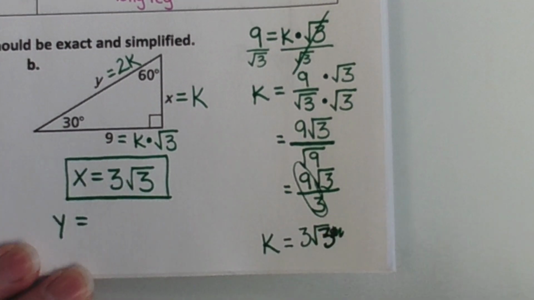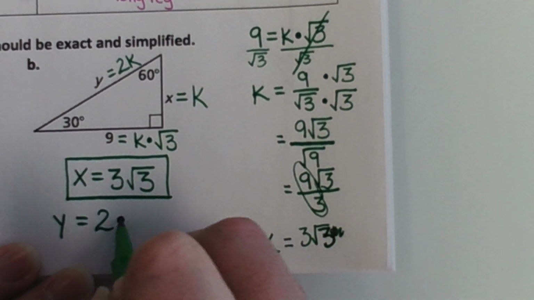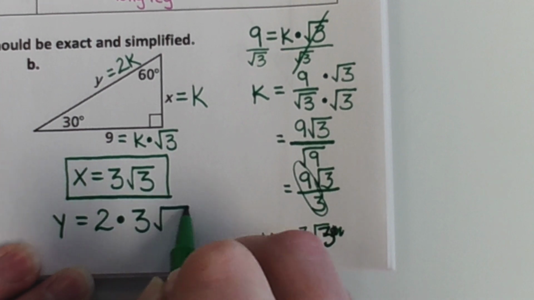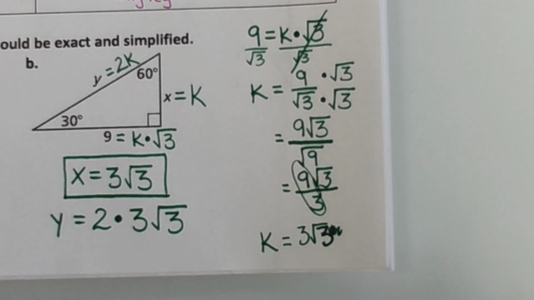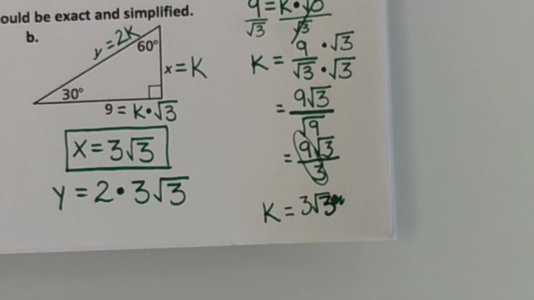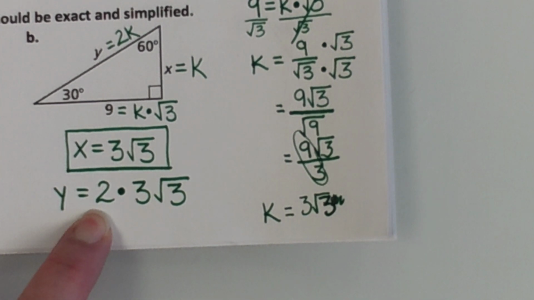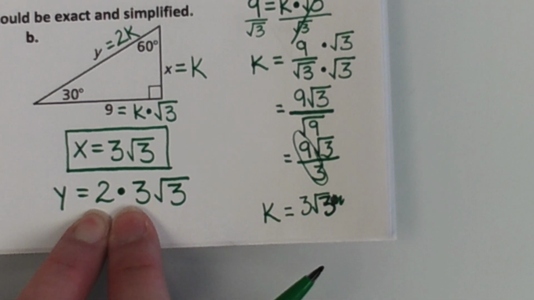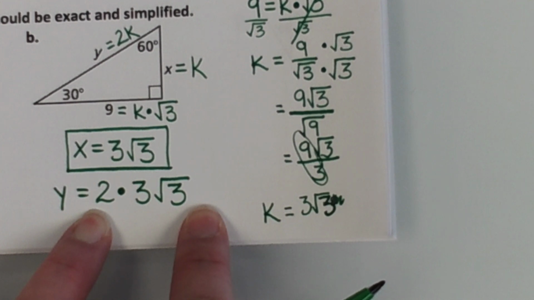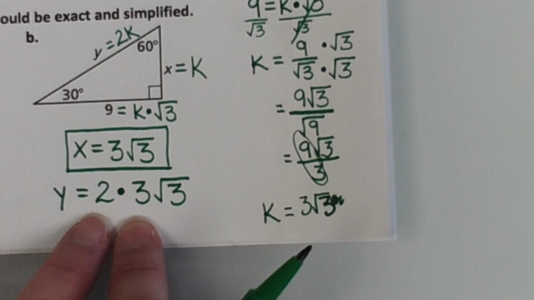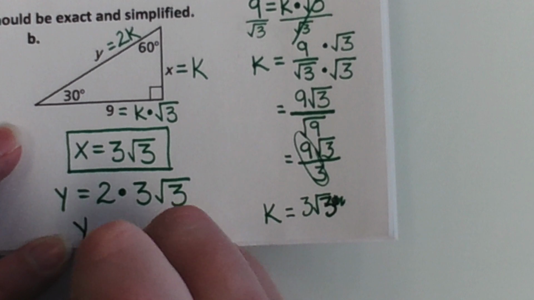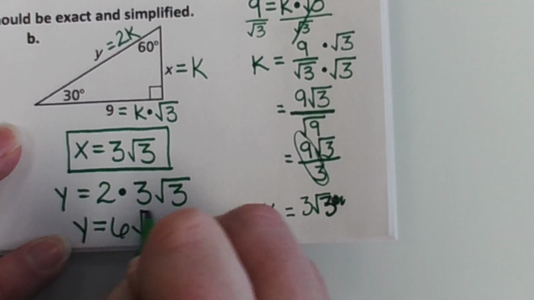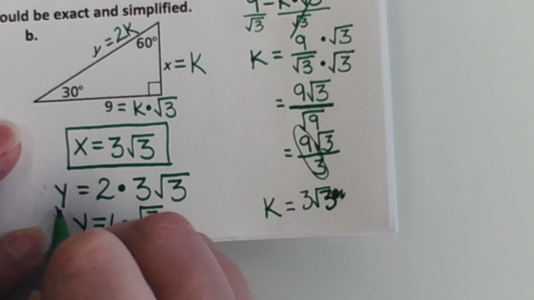y is equal to 2k, so 2 times 3 square roots of 3. Can I simplify that? Per chance. Yeah, I can. I'm multiplying things. Does the 2 multiply by both 3's, the first 3 or the second 3? First, because it's not in a square root. 2 times 3 is 6. 6 square root of 3. The square root of 3 stays the square root of 3.